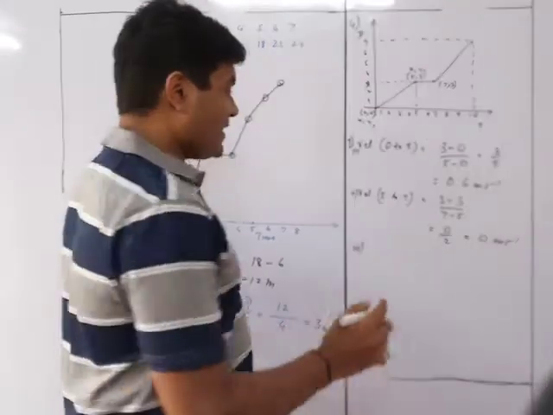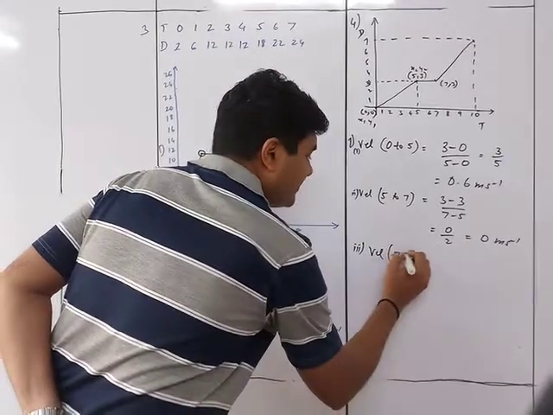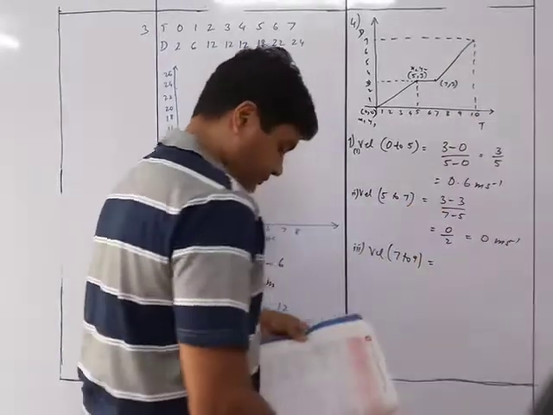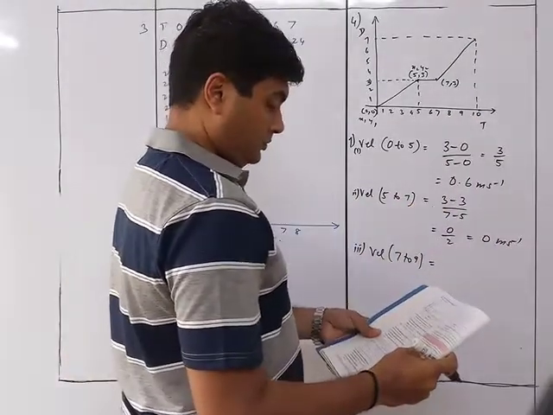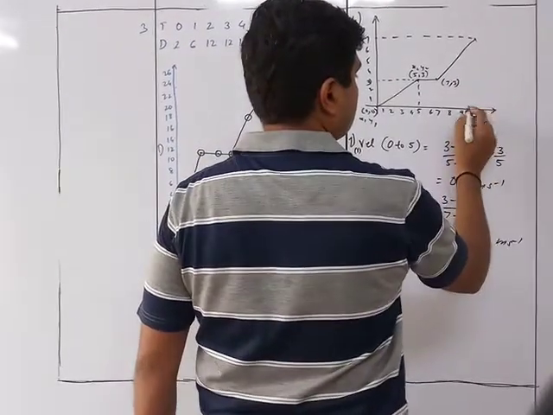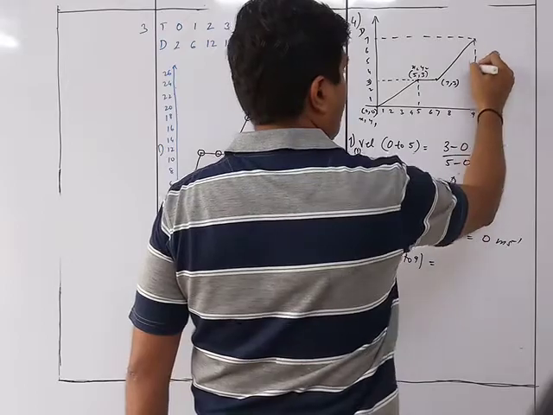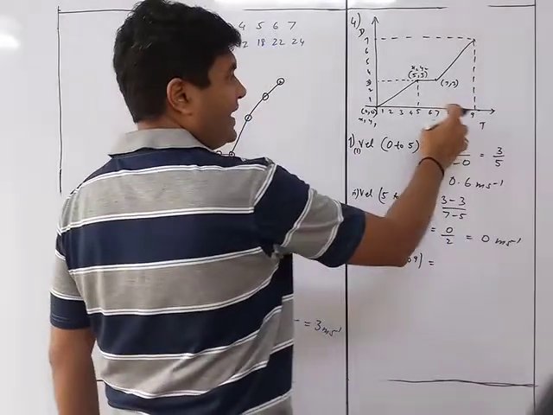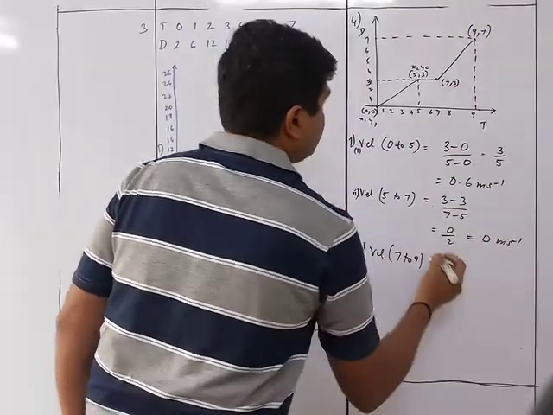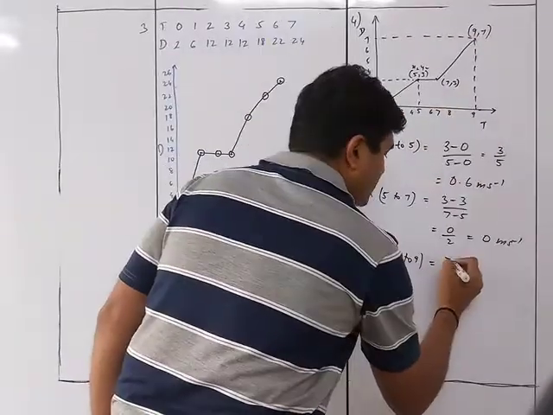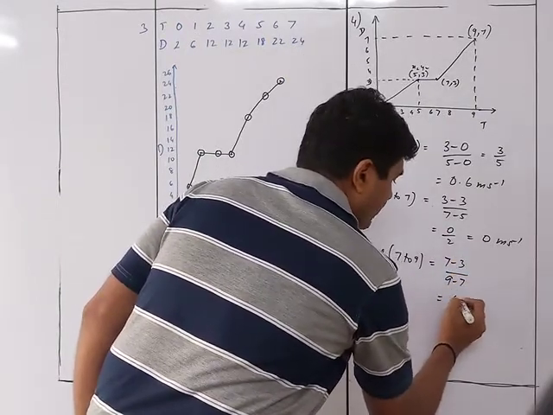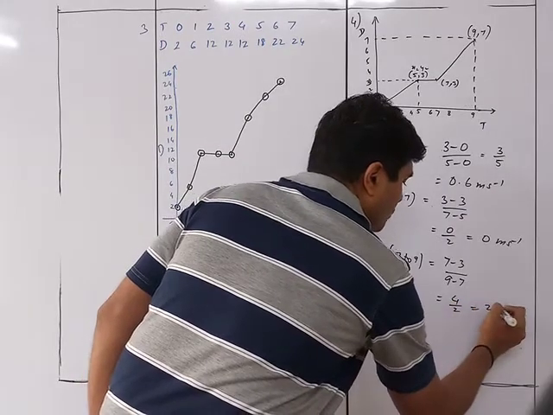Between 7 to 9. So velocity between 7 to 9 will be equal to... So what is the point at 9? Sorry, take it as 9. So for 7 to 9 we find over here this point is nothing but 9 comma 7. So it will be 7 minus 3 upon 9 minus 7, which is nothing but 4 upon 2, which is equal to 2 meter per second.